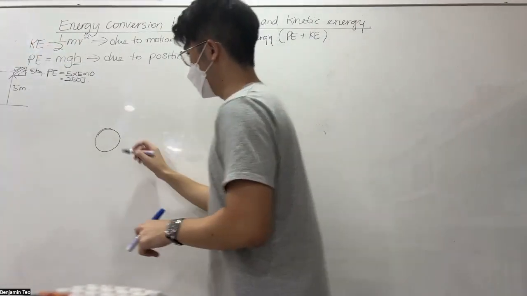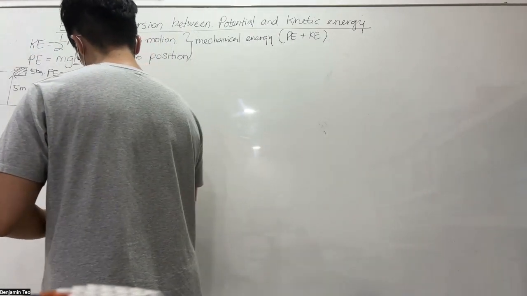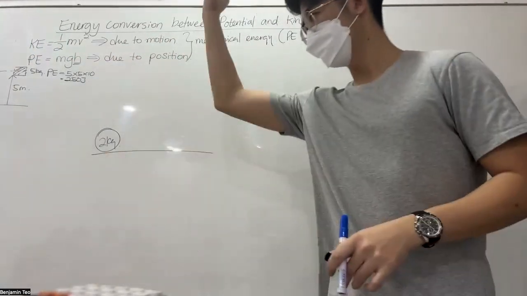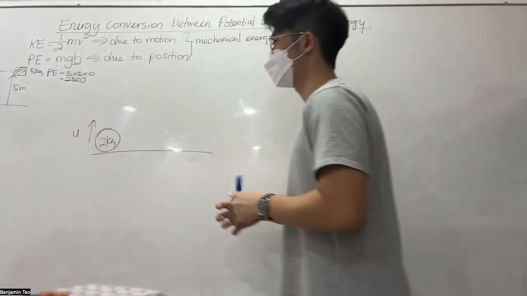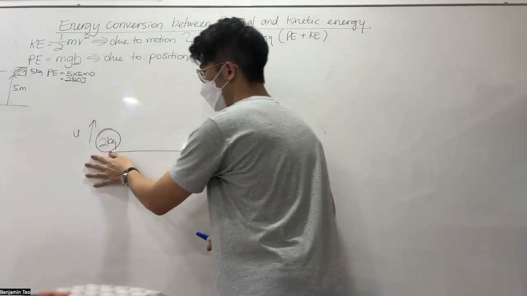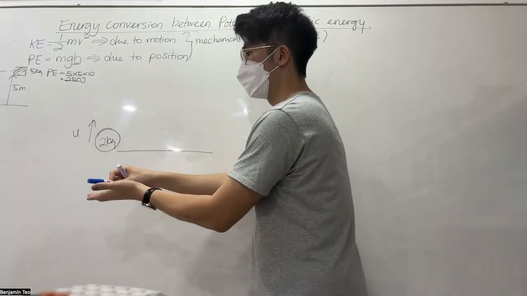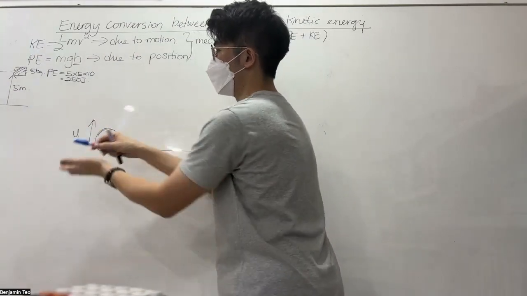Here's a ball, 2 kg. I toss the ball from the ground. I give it a large initial speed u, the moment I throw it. Let's say 100 meters per second.